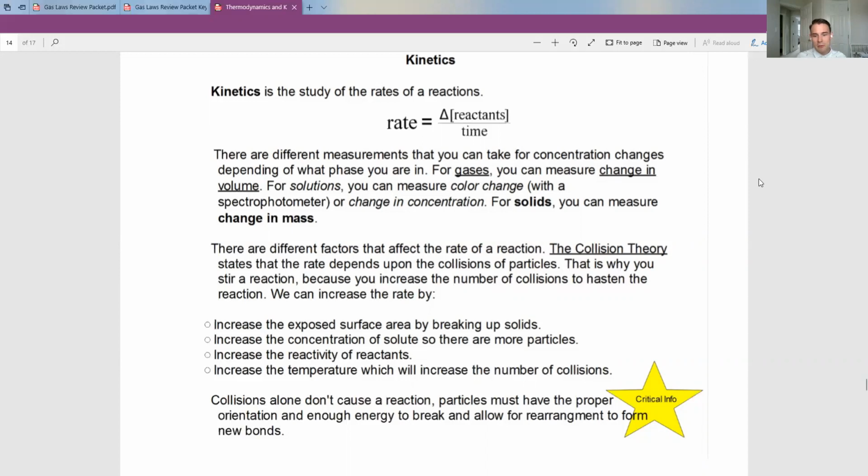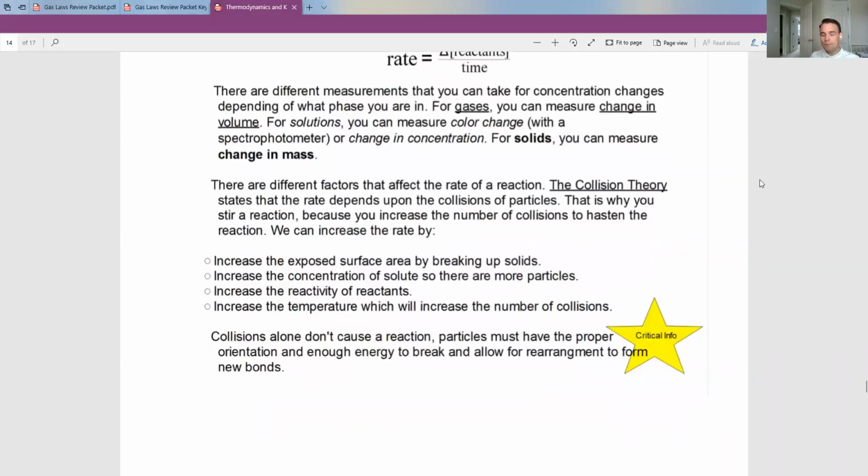Now, there are different factors that affect the rate of a reaction. The collision theory, which is very important stuff, states that the rate depends upon the collisions of particles. So that's why in a reaction, you want to stir it because we're going to have more collisions and therefore more reactions.